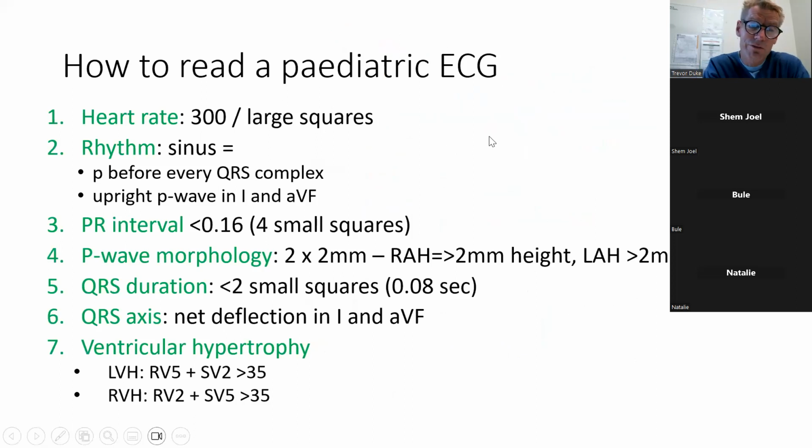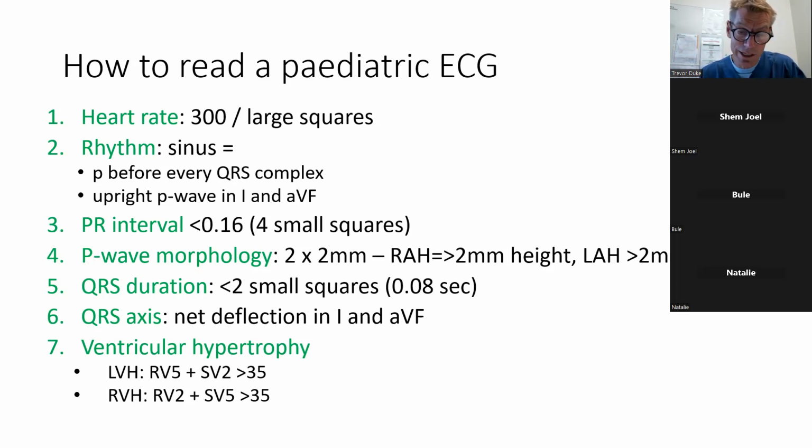I think the 7 steps you need to go through to read a pediatric ECG are fairly simple. You need to be able to describe the heart rate, the heart rhythm, the PR interval, the P wave morphology, the QRS duration, the QRS axis, and whether there's any evidence of ventricular hypertrophy. They're 7 basic steps. If you go through them, then you've covered a lot of what an ECG tells you. There's many different ways of identifying each of these things, but I'm just going to describe one way that I think is the simplest way.